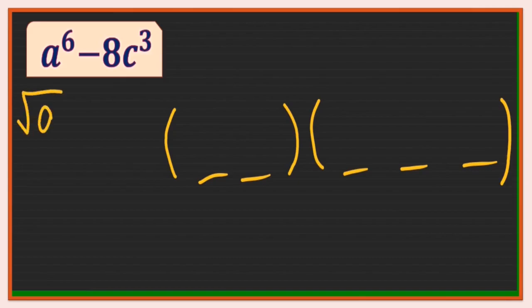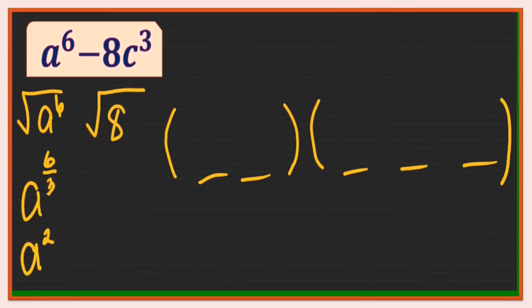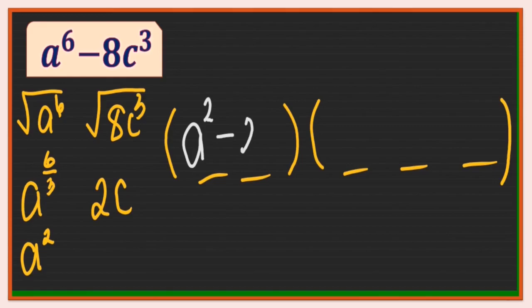Cube root of a to the power of 6, that's a to the power of 6 divided by 3, that is a squared. Cube root of 8c cubed is 2 and c. Therefore, the first term of the first factor is a squared. Copy the sign, minus, and the second term is 2c.